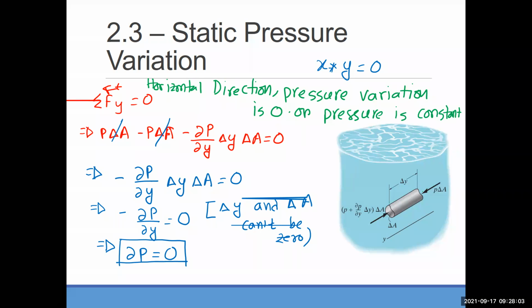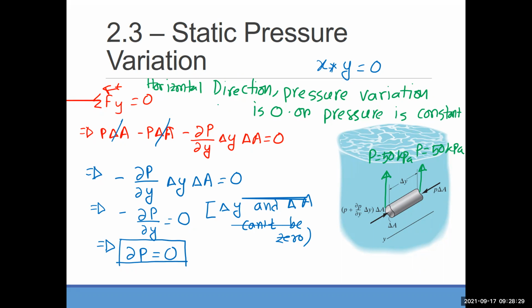Okay, so if at this point the pressure is 50 kilopascal, what will be the pressure at that point? 50 kilopascal. Okay, so that is one statement. In the horizontal direction, there is no pressure variation.